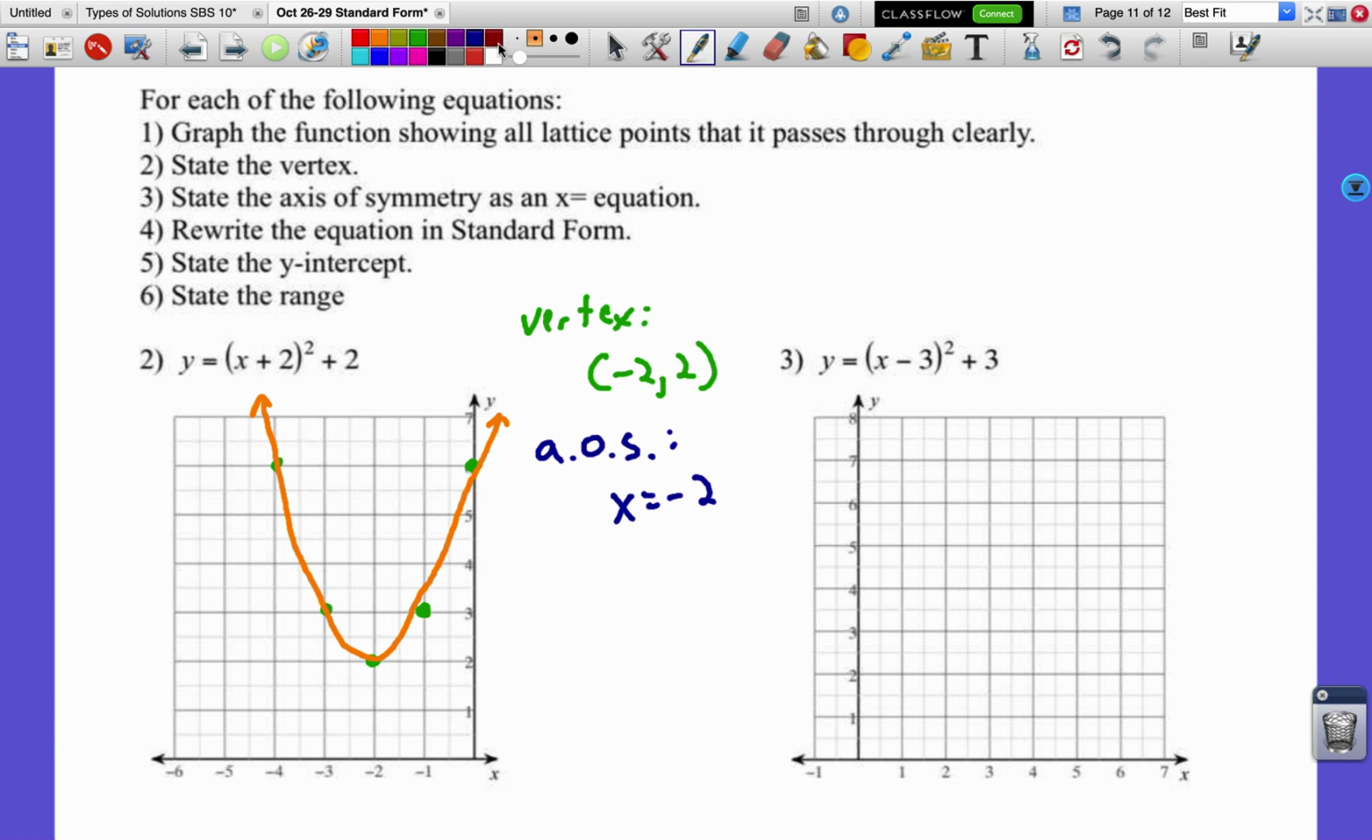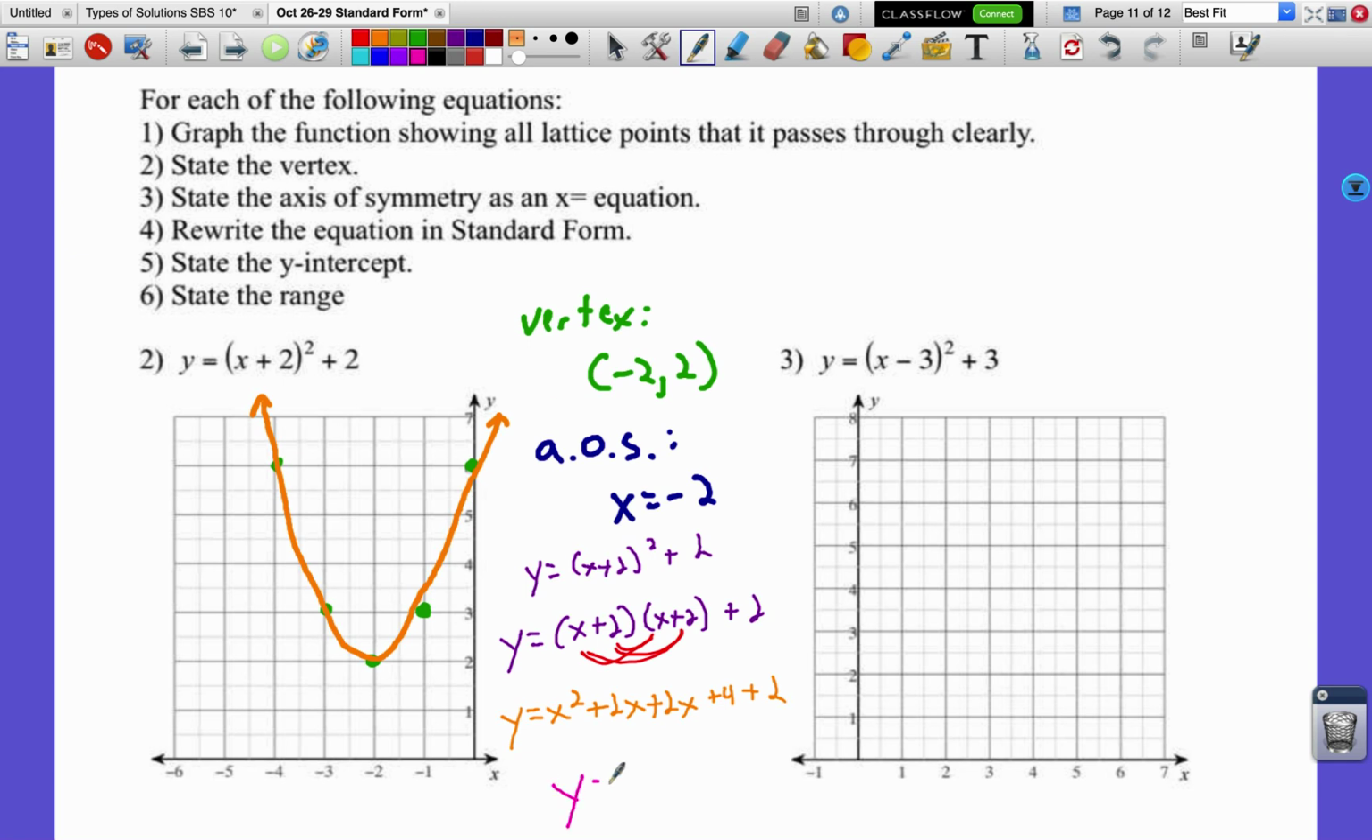Rewrite the equation in standard form. So let's practice doing that. We got y equals x plus 2 squared plus 2. Rewrite that x plus 2 squared as x plus 2 times x plus 2. Keep the plus 2 at the end from that. FOIL this, so first, outside, inside, last. And I get y equals x squared plus 2x plus 2x plus 4 plus 2. And now combine like terms, and we're left with the standard form y equals x squared plus 4x plus 6.